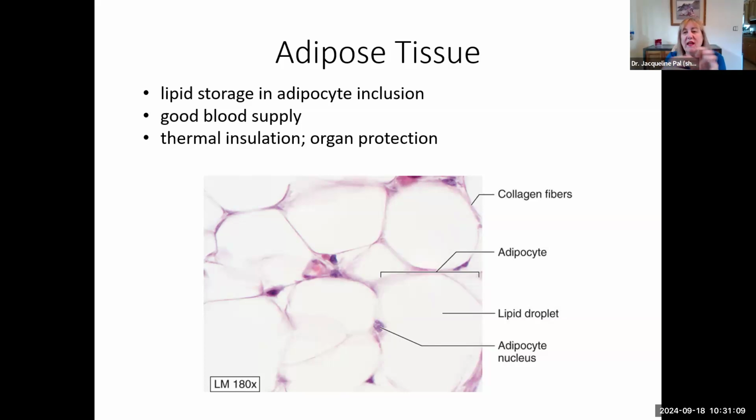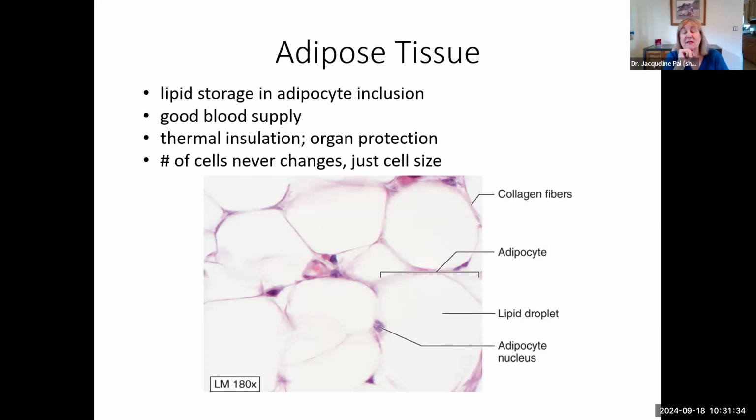We've got 2 layers of adipose tissue that surround our kidney, along with 2 layers of a different type of connective tissue, the dense connective tissue we'll learn about shortly. So we have 2 layers of each of those surrounding our kidney, trying to protect our kidney from being damaged.